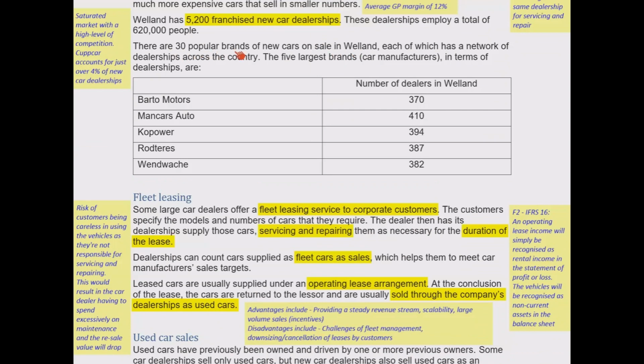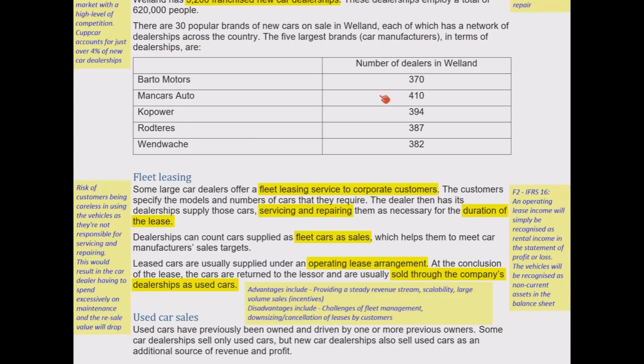It points out the number of brands that there are being sold in Welland. So there's 30 popular brands of cars. So, for example, Volvo, Honda, Ford, Jaguar, each of which has a network of dealerships across the country. The 5 largest brands are listed here, in terms of the number of dealerships that they've got. And obviously, we would be expecting Cuppcar to have a number of dealers from each of these. But until we get to that, we don't know.